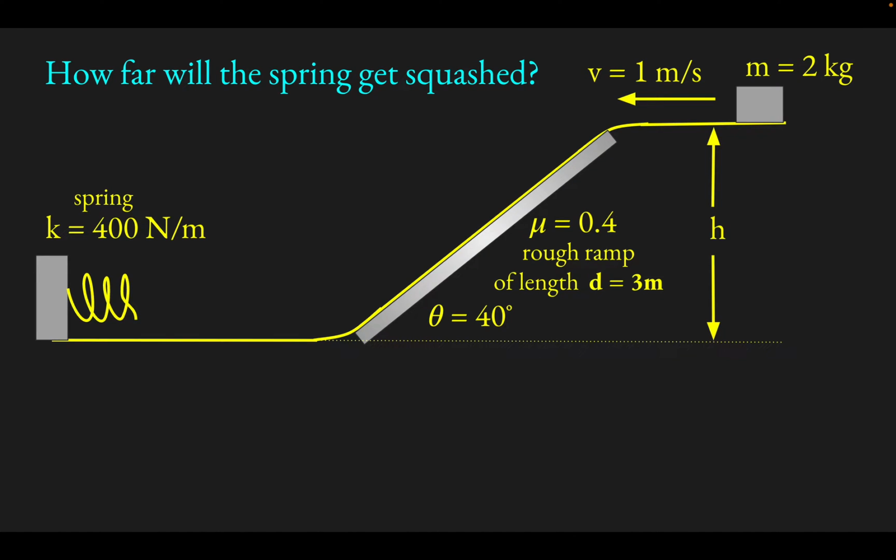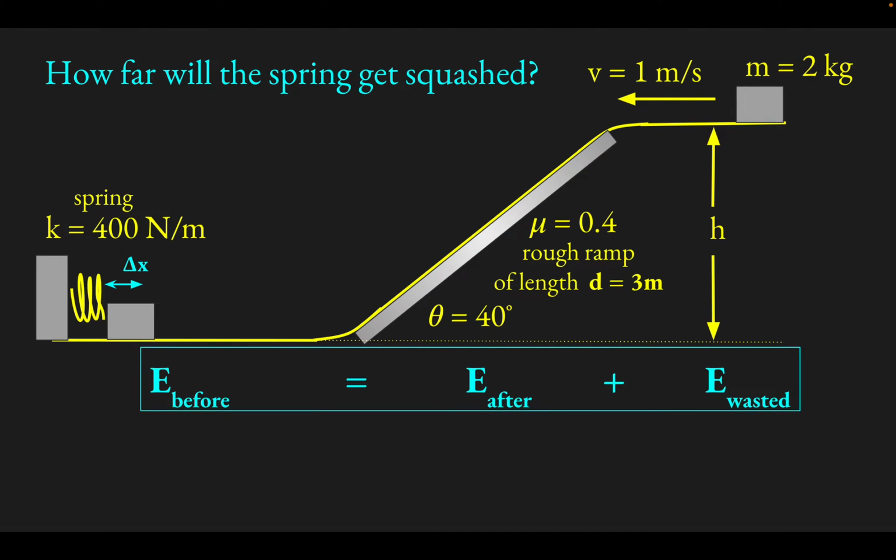And so what's going to happen here is we're going to have a block that starts off moving at the top of a ramp. And the block is going to slide down this rough ramp and then come in contact with the spring that it's going to squish a certain distance. Delta x, we'll call it. And so the idea is to figure out how far will that spring get squashed when the block slides down this rough ramp.